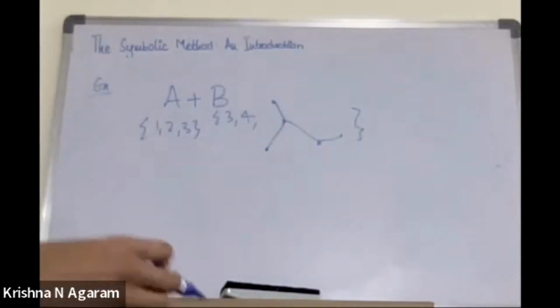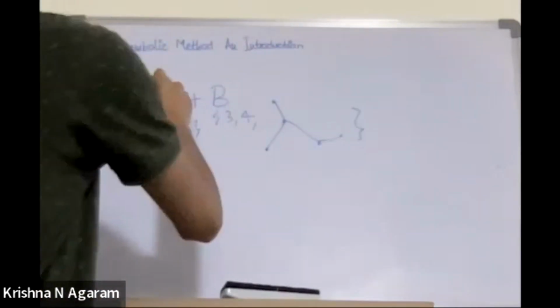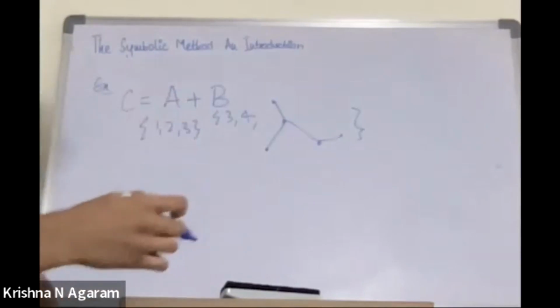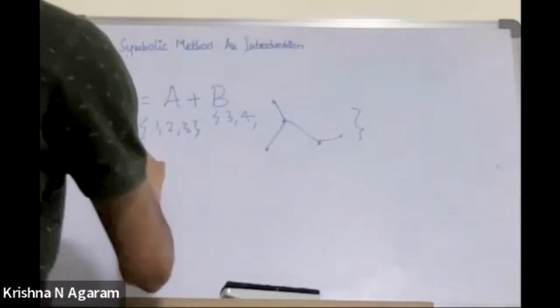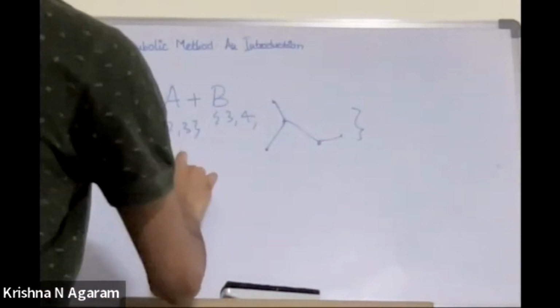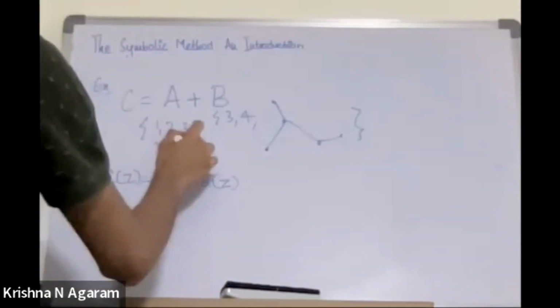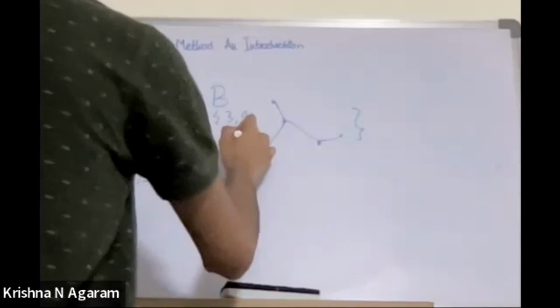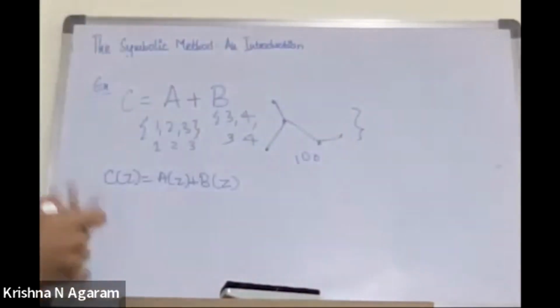You could, so these are two sets. You want some sort of plus on them. And ideally, you would like that the generating functions add. We'll see why these are useful things later when we count. But for now, I would like that C(z) is A(z) plus B(z). And let's say this has size 1, size 2, size 3, size 3, size 4, size 100.